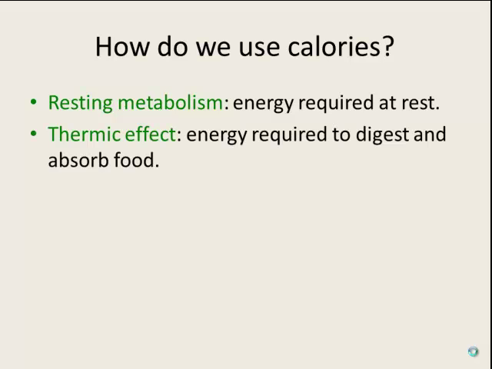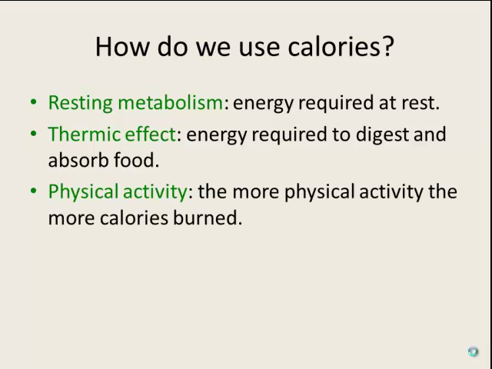Then there's what's called the thermic effect. This is the energy required to digest food and absorb food. It takes energy that we get to digest the food that we eat. And we get that energy in the form of ATP when we break down sugars. We can also get energy from fat and even protein sometimes. And then, of course, physical activity.